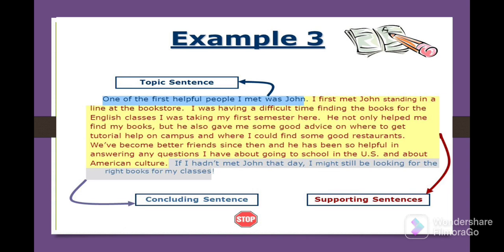So, this is the supporting sentence, this is giving more information about the topic sentence. Next comes the concluding sentence. If I hadn't met John that day, I might still be looking for the right books for my classes. You are summarizing about John here in the concluding sentence.